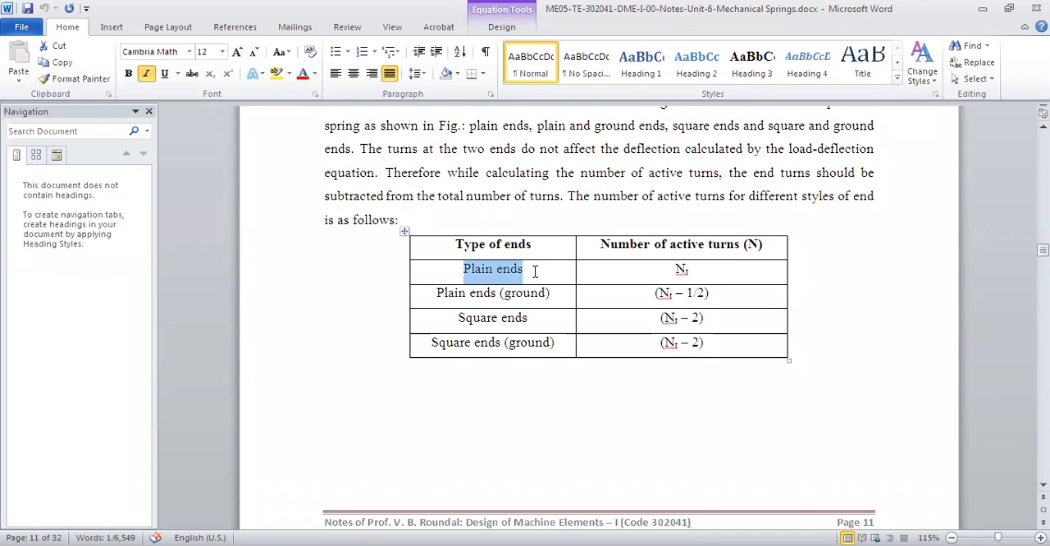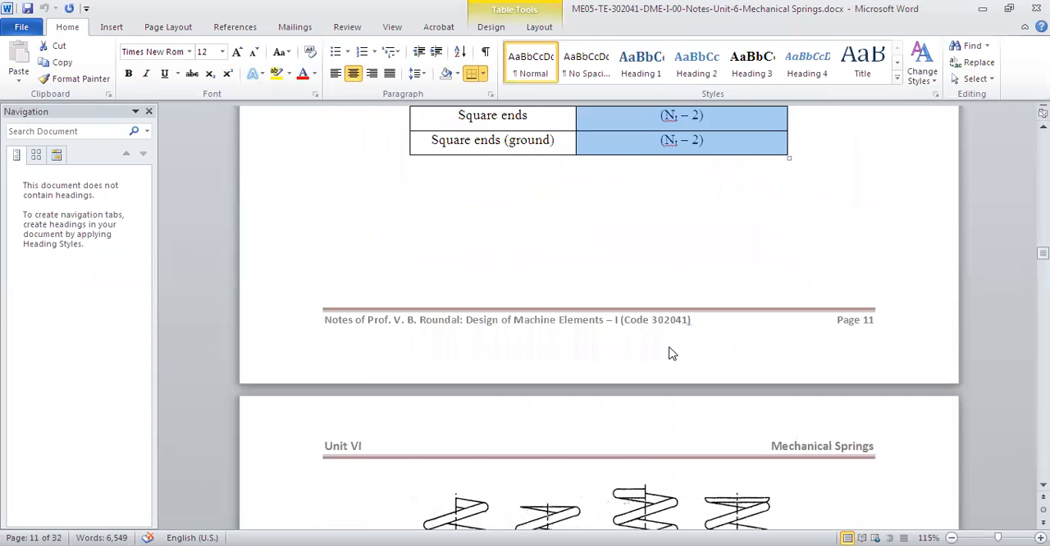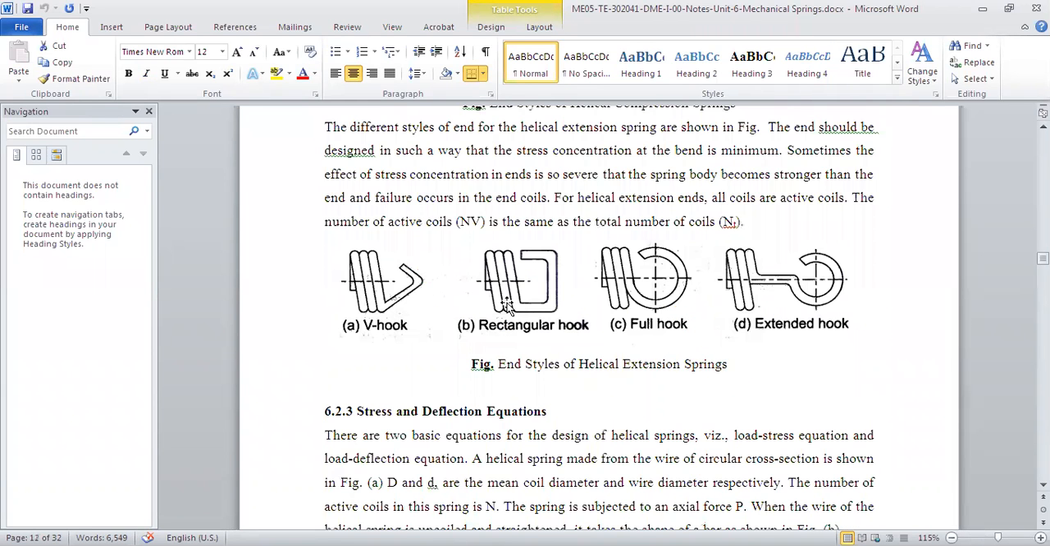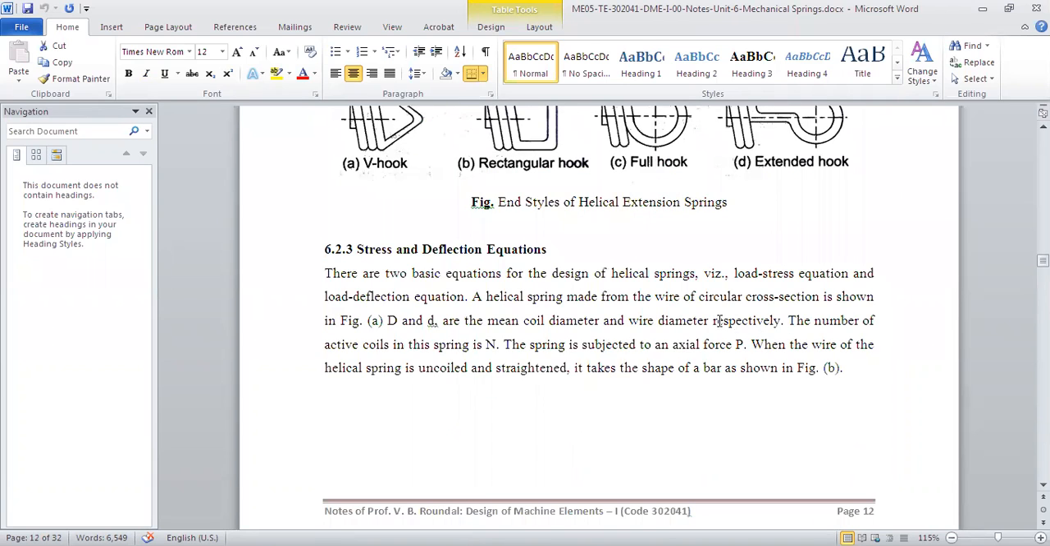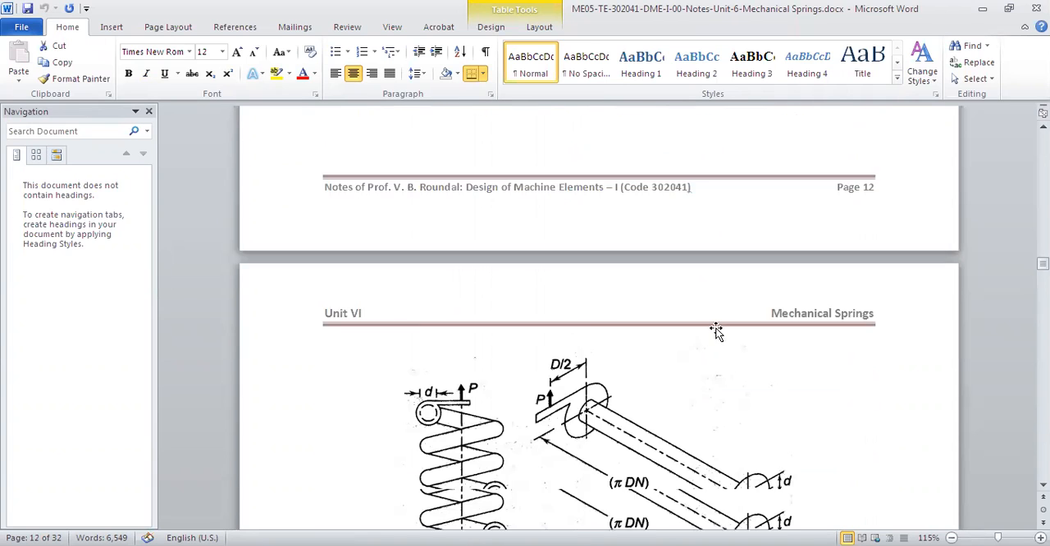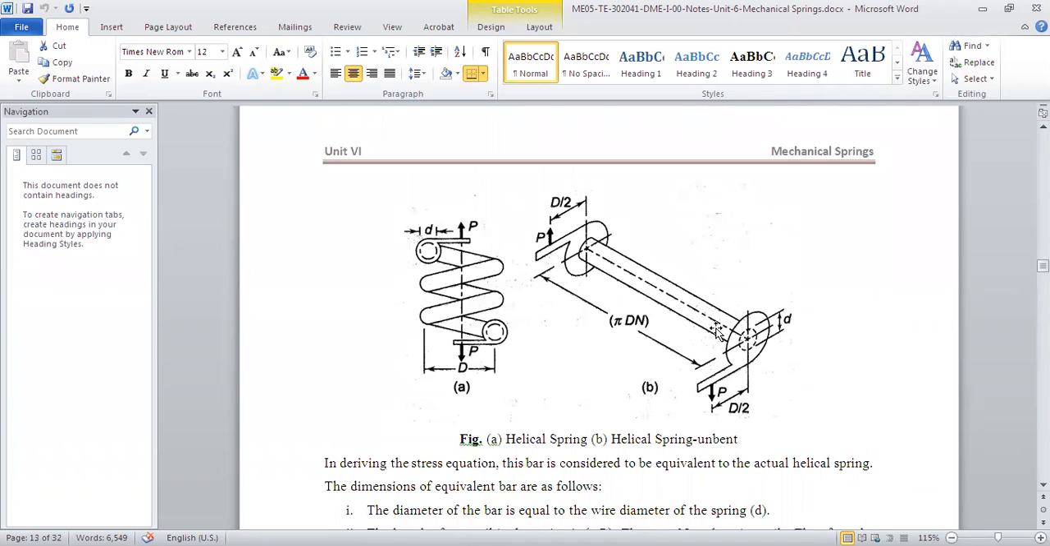Then we have seen different types of ends of the spring. It may be plain ends, then we will take active coils as equal to the number of turns. If it is grounded, then we will subtract half from it. If it is square ends, maybe normal or ground end, then we will take NT minus 2. We will subtract 2 from the number of turns to get the active coils. We have seen the ends for the extension spring as well. And then we have seen different stresses in the spring.